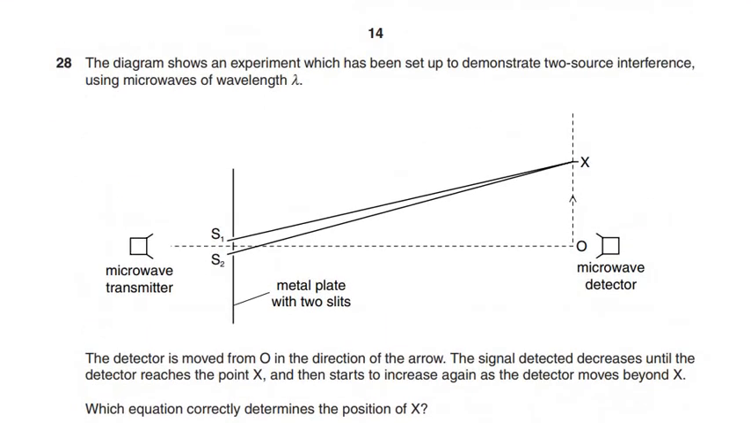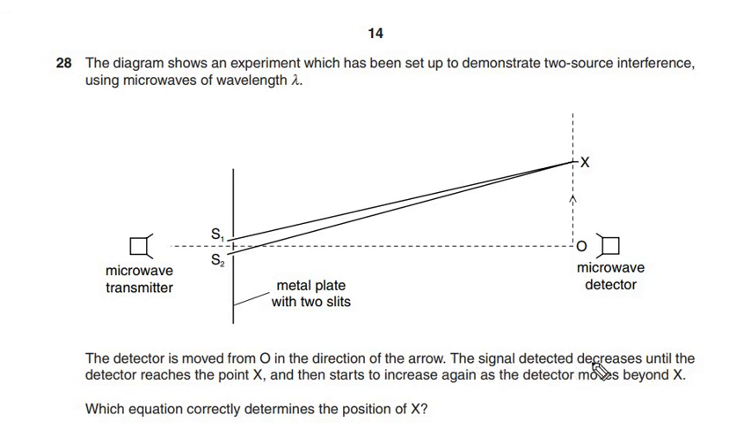Now let's read this question in a little bit of detail so we know what we're talking about. Demonstrate two-source interference. So this is basically double slits. You're going to have maximas and minimas here, right? And these are the two slits. When are you going to have maximas? When there's constructive interference. When are you going to have minimas? When there's destructive interference. So the detector is moved from O in the direction of the arrow.